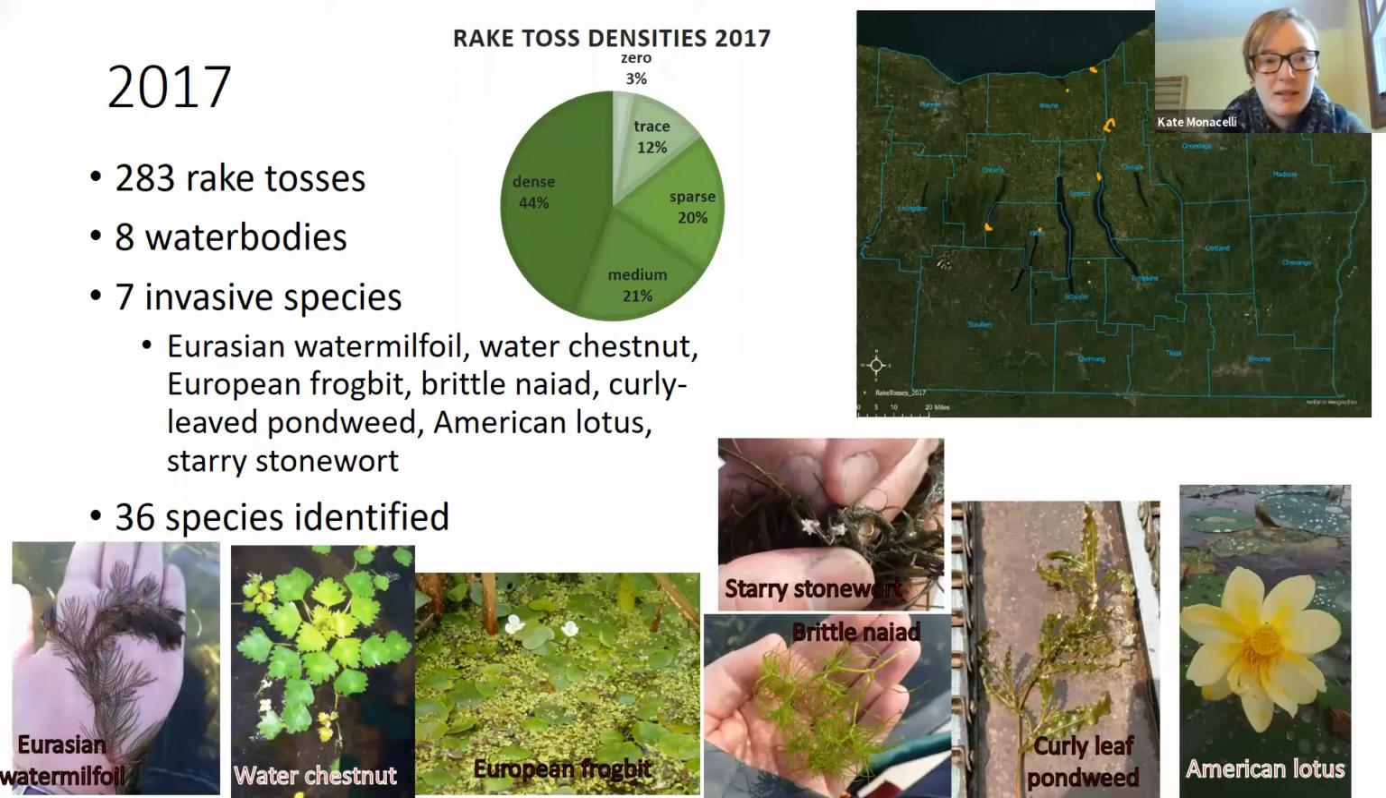In 2017, we weren't able to do quite as many rake tosses, but we had almost 300 across 8 water bodies. We saw the 7 invasive species that are pictured here and identified 36 species, including unknown pondweed. We were able to collect rake toss density estimates.